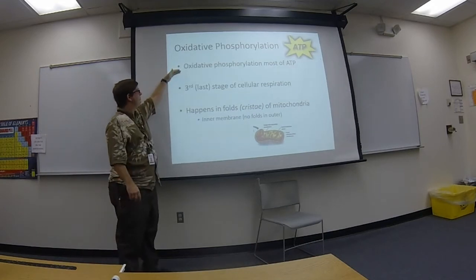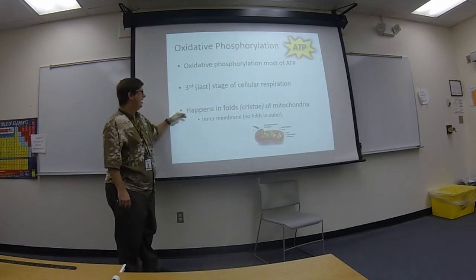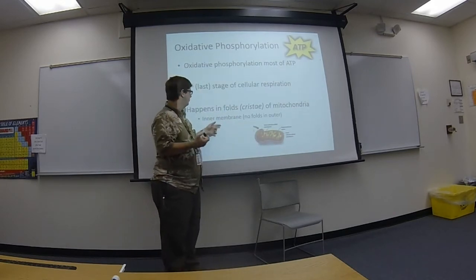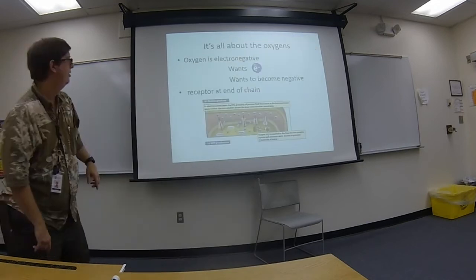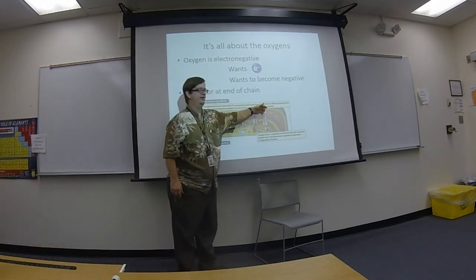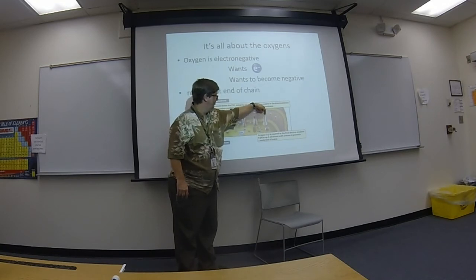It is the place where we make most of the ATP. It is the last stage. It happens in these folds. We call those folds cristae, but it's the inner membrane of the mitochondria. You would agree, once we have lots of hydrogens here, they can only flow through one way. It is the spinny chair. It is this molecule.